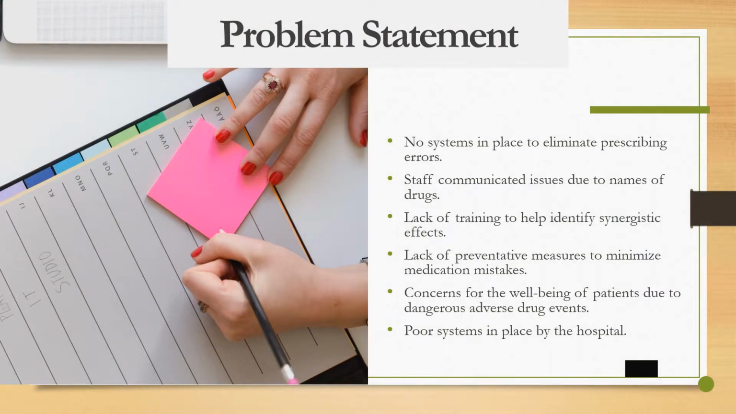Staff at Springfield General communicated a number of different issues involving medication. 1. There are no systems in place to eliminate prescribing errors. Staff have consistently communicated issues due to names of drugs. There is a lack of training to help with identifying synergistic effects. There is a lack of preventative measures to minimize medication mistakes.